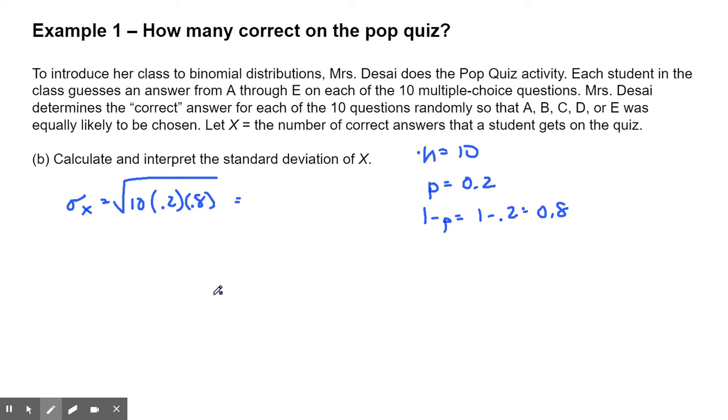Okay, so I'm going to just do that in a calculator on the side. So the square root of 10 times 0.2 times 0.8. I got 1.2649. Let's go 3 decimals, so the 9 makes the 4 become a 5. 1.265 correct answers. Remember, it has the same units as your mean.